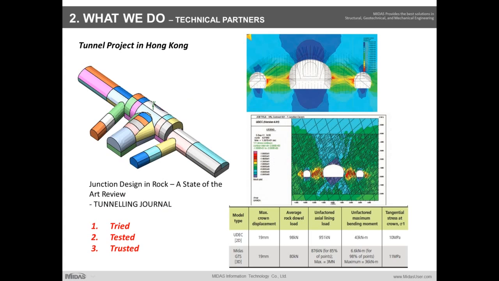Here's just a couple of examples of what Midas GTS has handled in the past. So there's a tunnel project in Hong Kong. This was handled by Arup. And just using Midas GTS, they were able to design complex tunnel intersections, both in 2D and in 3D. And this is a project that's gained some note in a recent tunneling journal. And we got a very good review in which our software was described as something that was tried, tested, and trusted. So our software has been used for many years now by many leading companies for many high-end projects. This is just one of note.